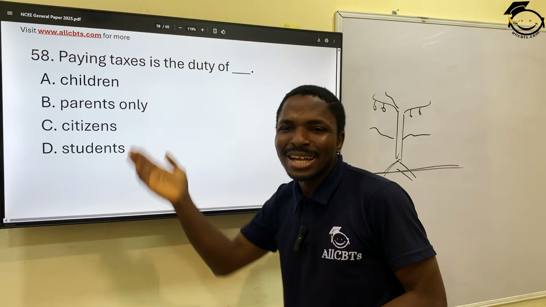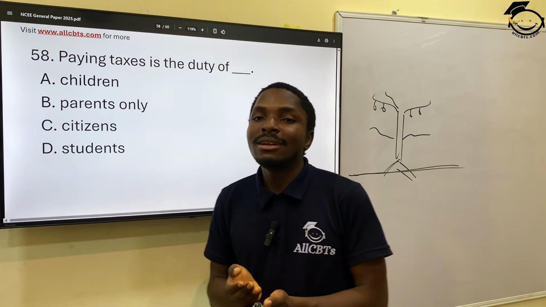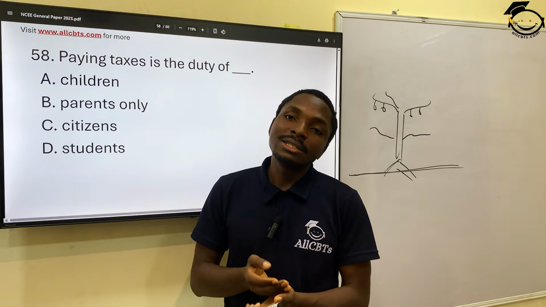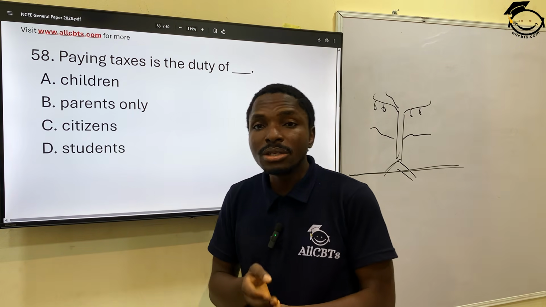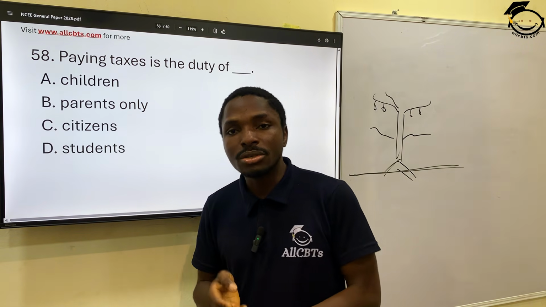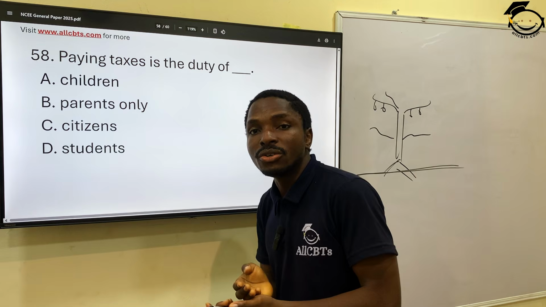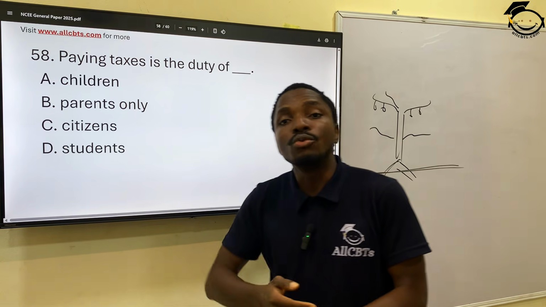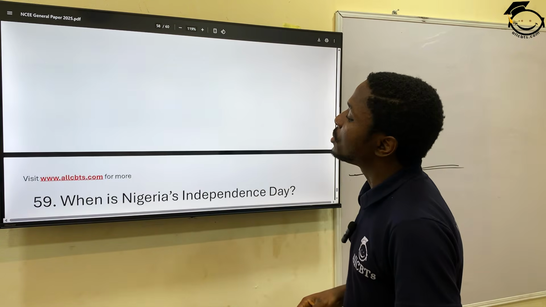58. As we get ready to stop, as we are rounding up, paying taxes is the duty of what? So what are taxes? Taxes are a portion of your earning that by legal right, as a citizen of a country, you are mandated to pay towards the development of your country. Every working class citizen of a country is mandated to pay some amount of money to the government. That amount of money or that levy is called tax. It's the duty of citizens. And what are citizens? Citizens are people who belong, like we saw in the previous question, to a country. So it's the duty of every citizen.